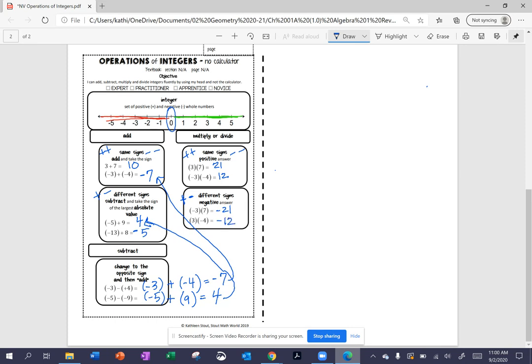So let's go back and revisit, where are you on being able to add, subtract, multiply, and divide integers fluently in your head? The goal is to be an expert. Okay, end of lesson.